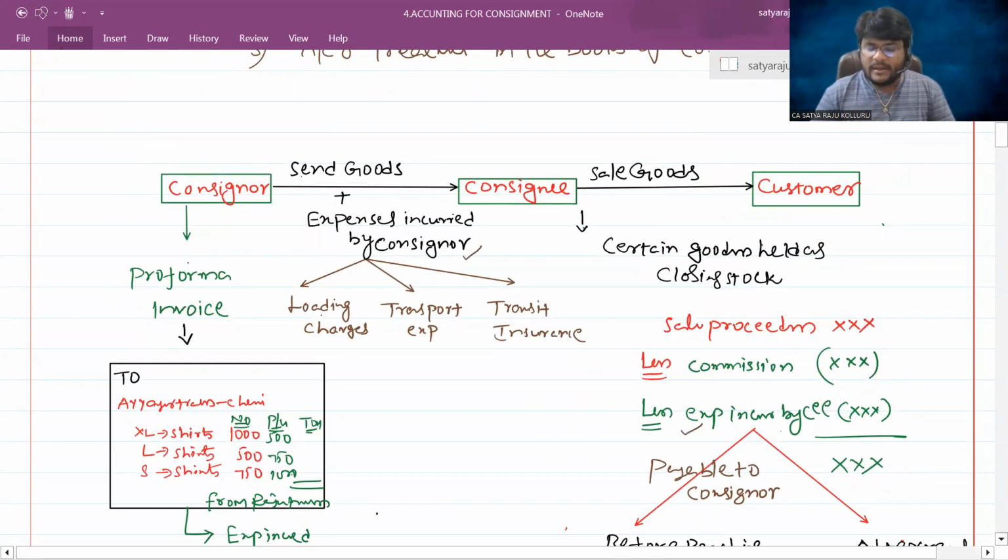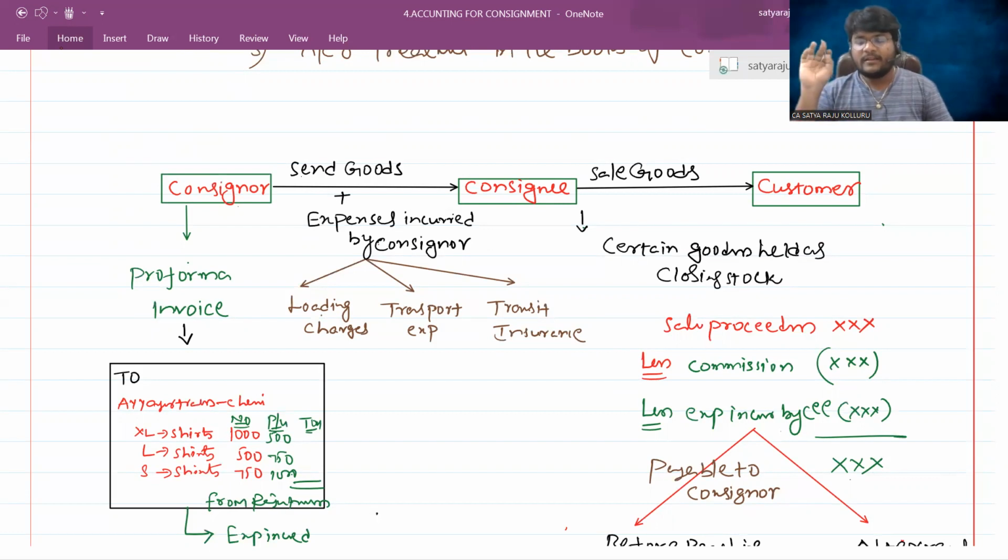Now, here my point is, whether the expenses are incurred by the consignor or by the consignee, ultimately these are expenses to whom? Consignor only, not the consignee. What will the consignee do? He will sell the goods. He will reduce his commission. He will reduce the expenses incurred by himself as well. Then the net sale proceeds are simply transferred to the consignor. That means expenses incurred by the consignor as well as expenses incurred by the consignee are ultimately expenses to whom? Consignor only. These are not expenses to the consignee. That point, please, all of you bear in your mind. Is it okay, guys? All of you.